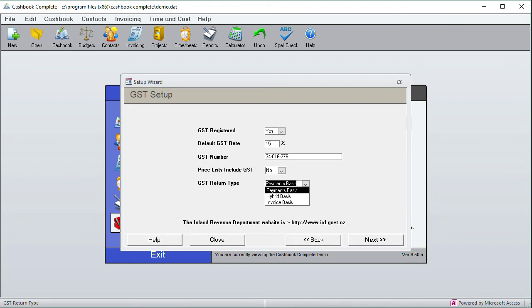Basically it takes your cash book dates to work out which period it belongs in, and it uses the cash book amount, and so that's the simplest.